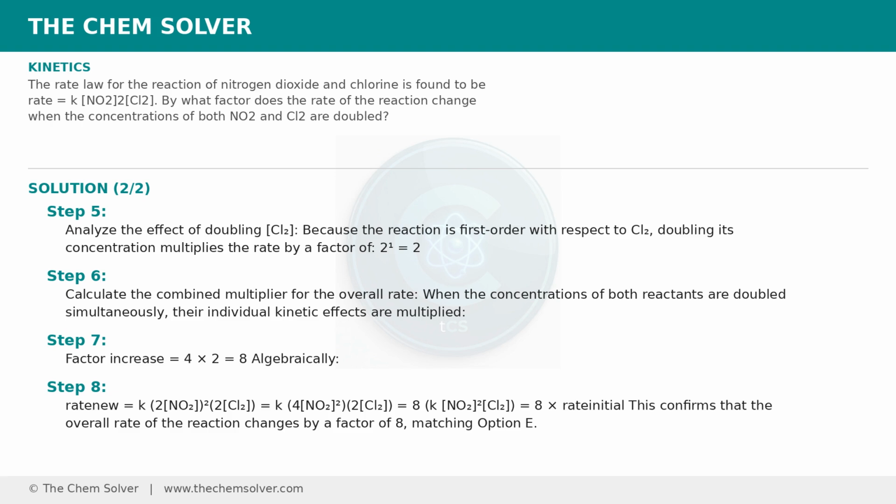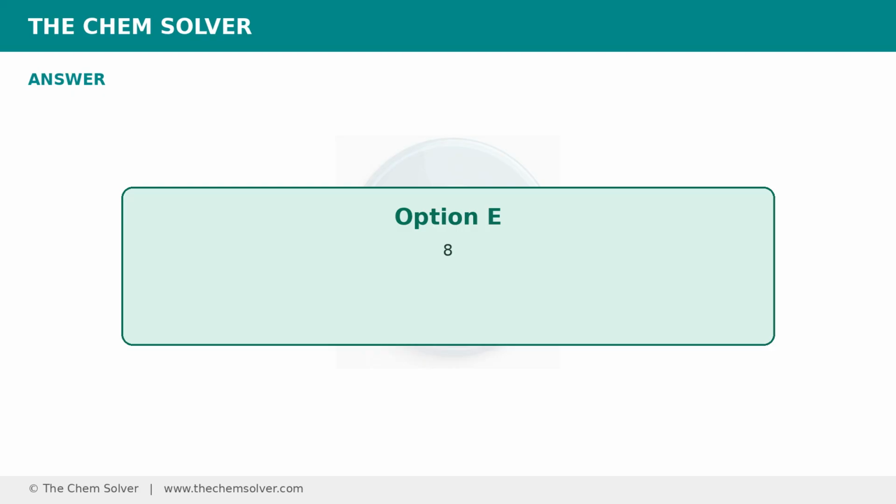This confirms that the overall rate of the reaction changes by a factor of 8, matching option E. The correct answer is option E, 8.